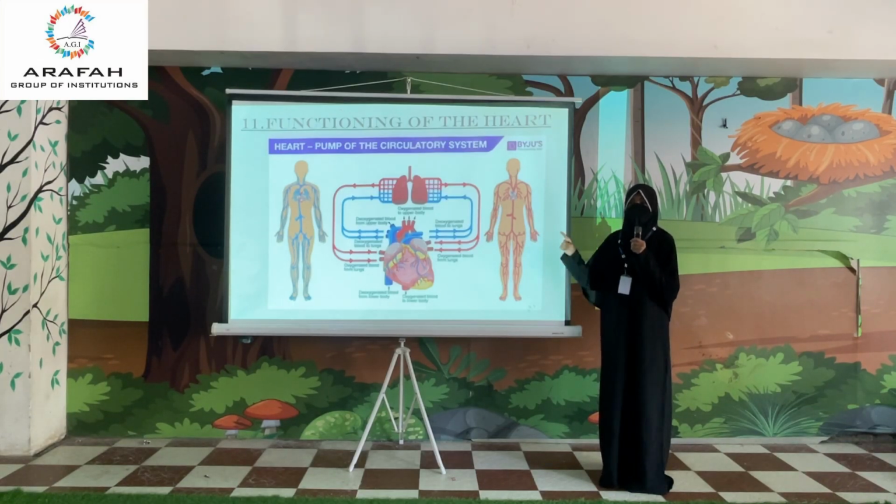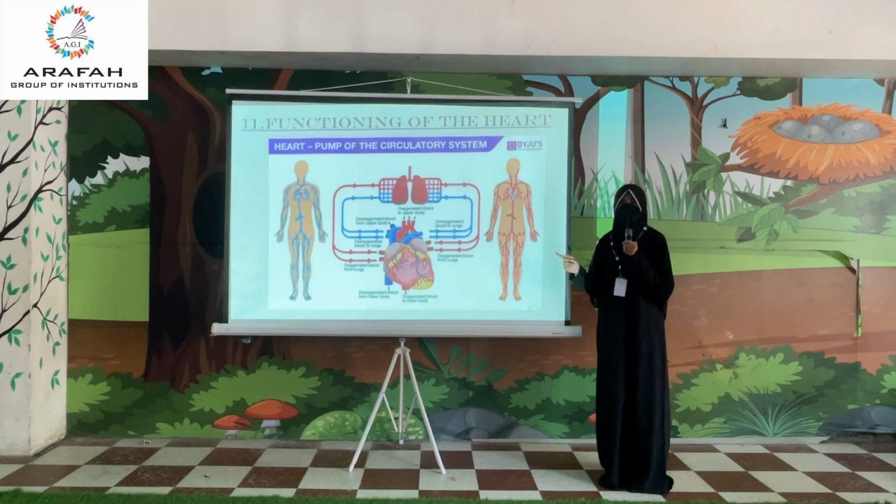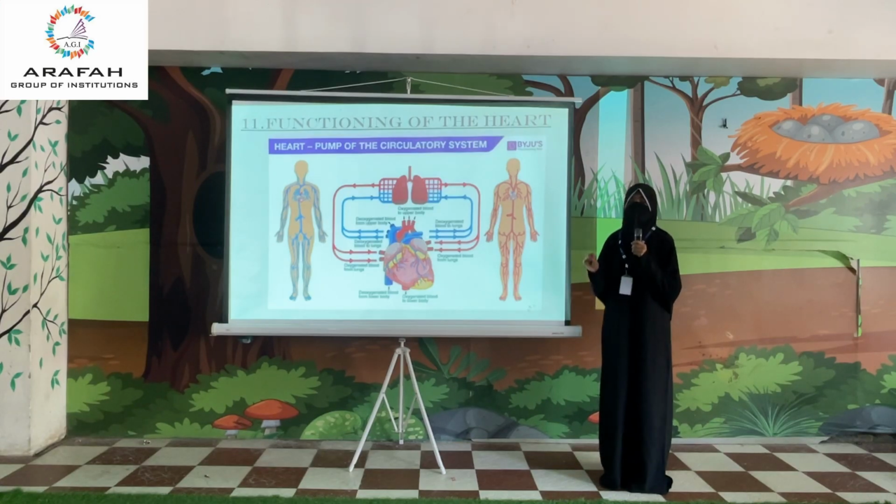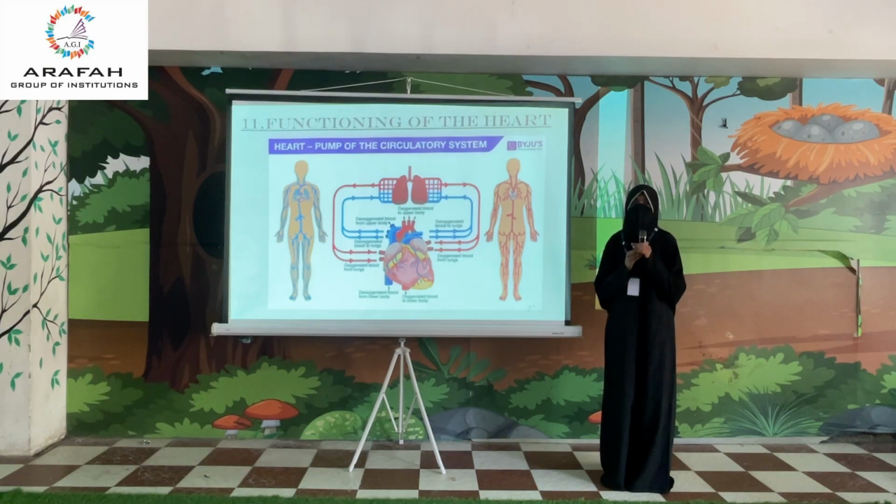The blood from the auricles moves to the respective ventricles through the valves. Once the ventricles are filled with blood, the valves will close. When the heart contracts, oxygenated blood from the left ventricle is pumped to the different parts of the body through the aorta. The aorta is the largest blood vessel in our body.